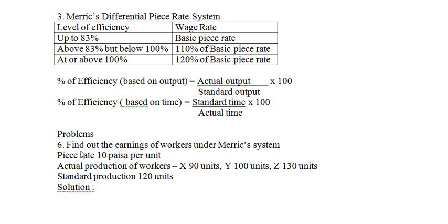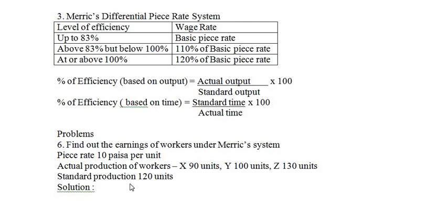I'll read out the problem. Find out the earnings of workers under Merrick's system. Piece rate is 10 paisa per unit. Actual production of workers: X 90 units, Y 100 units, Z 130 units. Standard production is 120 units. So this is the problem.